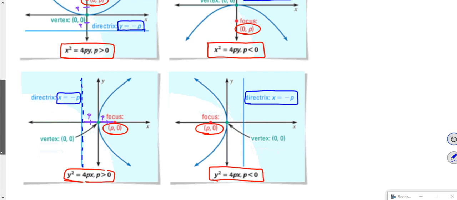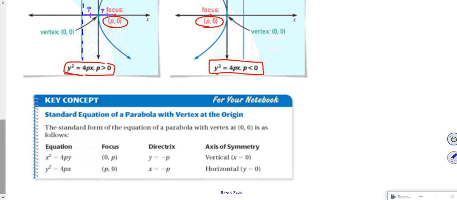Now, the last thing that I snipped out of your book that I thought was important, key concepts for your notebook: the standard equation of a parabola with vertex at the origin. The standard form of the equation of a parabola with vertex (0, 0) is as follows. If you have an x squared, it's an up or down parabola. If you have a y squared, it is a left or right parabola.